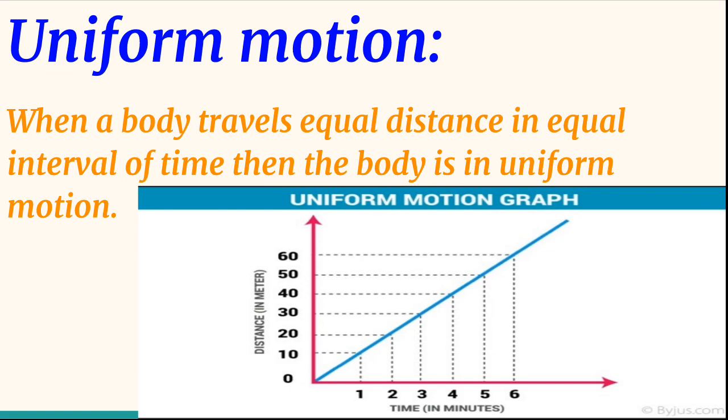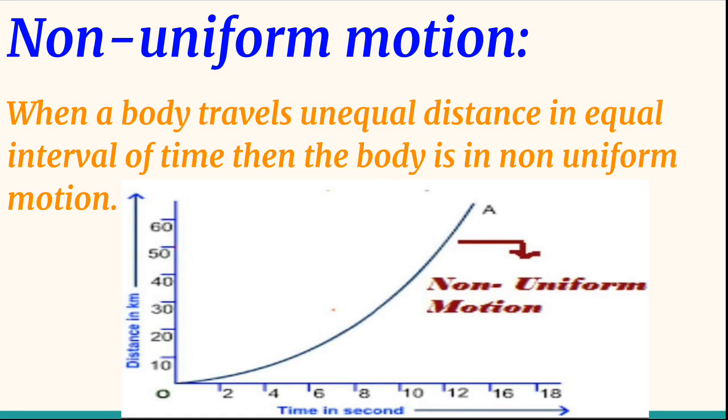I have given it in the figure. You can see, by this we can express the uniform motion in the graph. So let us understand non-uniform motion, means the opposite of uniform motion. So non-uniform motion is just the opposite.